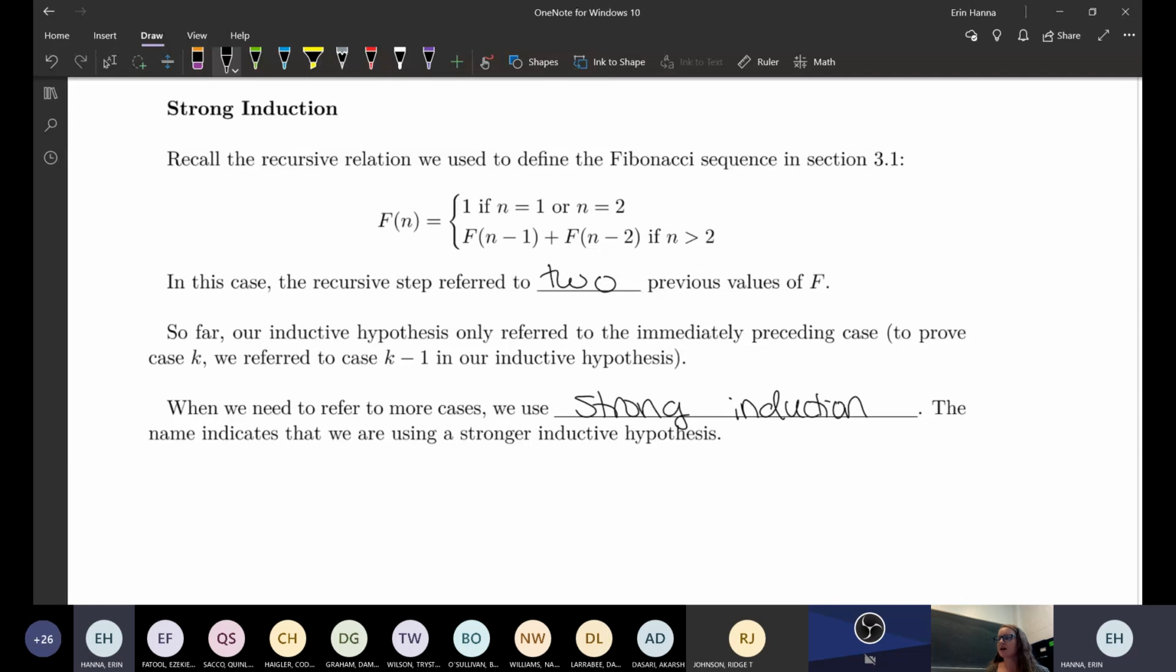So the name indicates that we're essentially using a stronger inductive hypothesis. The thing that really changes here is just the inductive hypothesis. The main rest of the process is the same. You're still doing a base case, you're still assuming a hypothesis, it's just a bit stronger now, and you're still using that hypothesis to prove the inductive step. I'll wait for 5 seconds in case people are writing that down. We'll do one example of this and then we'll be done.